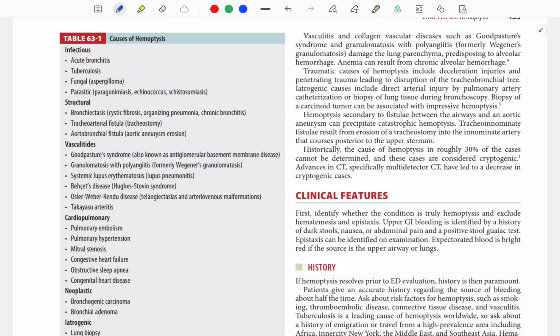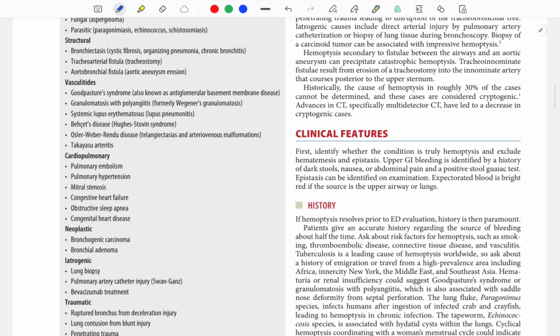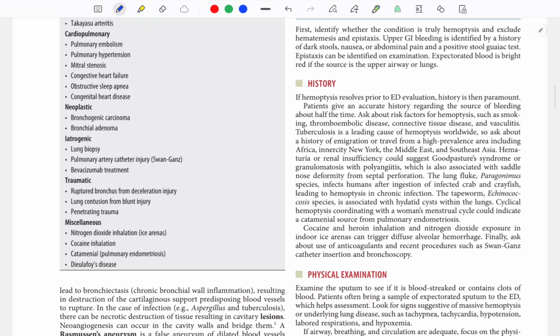What are the causes of hemoptysis? It can be infection, structural, vasculitis, cardiopulmonary, neoplastic, iatrogenic, traumatic and miscellaneous. Rasmussen's aneurysm is a false aneurysm of a dilated blood vessel crossing the wall of a tubercular cavity. So there is a dilated pulmonary artery going into the wall of a tubercular cavity, then it ruptures and it bleeds.